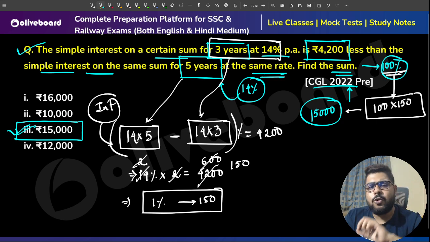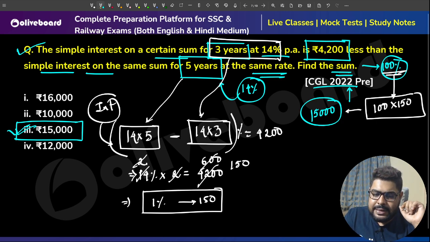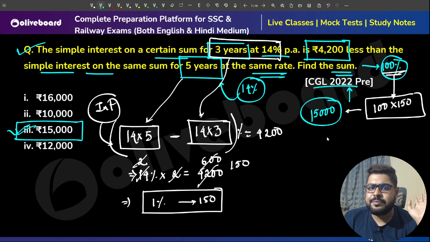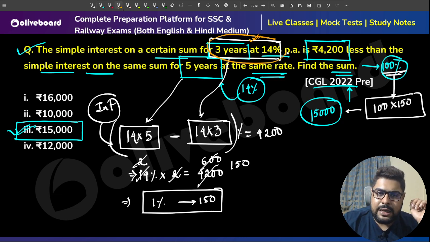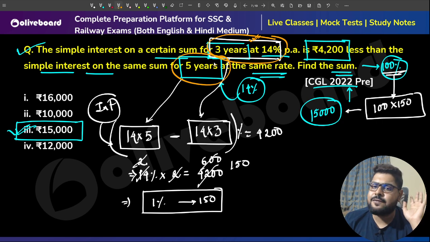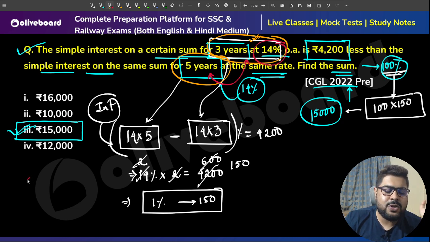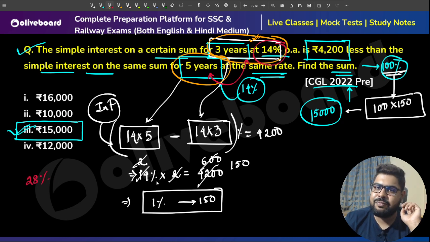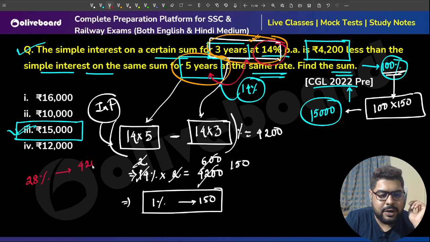So always going by the percentage method in these situations is much better. If you want to use the formula, you have to use a formula here and the same formula here, then you get the difference. Whereas once you mature a little bit, you say, 5 years minus 3 years, meaning 2-year interest at 14%. You will straight away say 2-year interest 14%, 28%. That is equal to 4,200. Sir, 100% will be equal to 4,200 into 100 by 28.